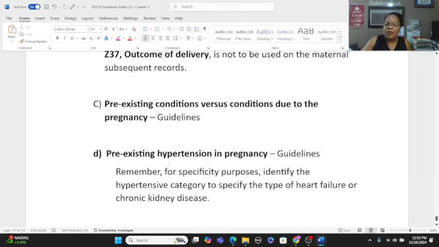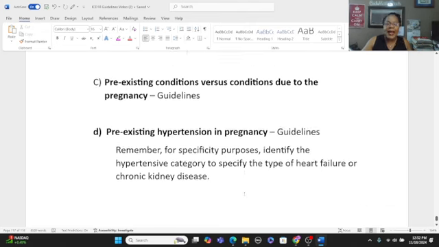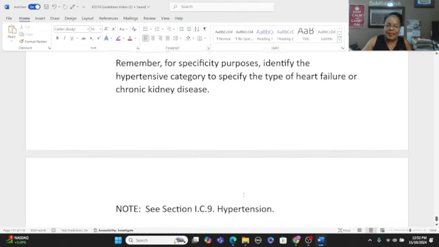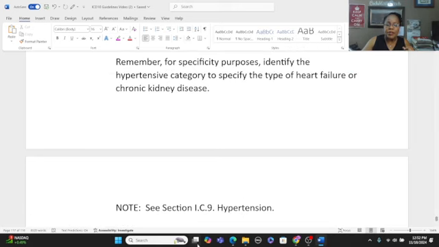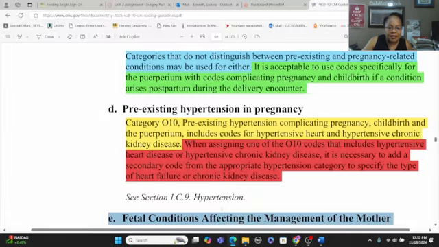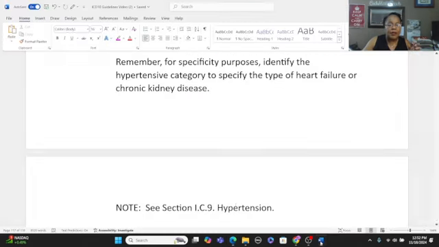And that's what it's saying here as far as the hypertension, the heart failure, or the chronic kidney disease. Identify it in and out of pregnancy. There is also a note that says, see section I.C.9, hypertension. And guys, remember that. Those guidelines that apply to hypertension, which tell you to identify the type of hypertension, and if it leads to heart failure or chronic kidney disease, explain the specificity that you need with your coding.